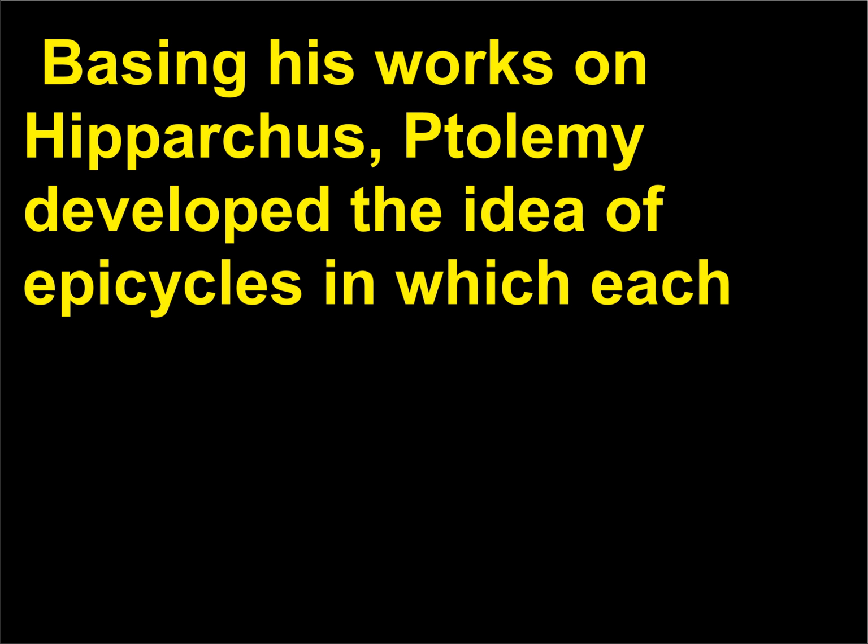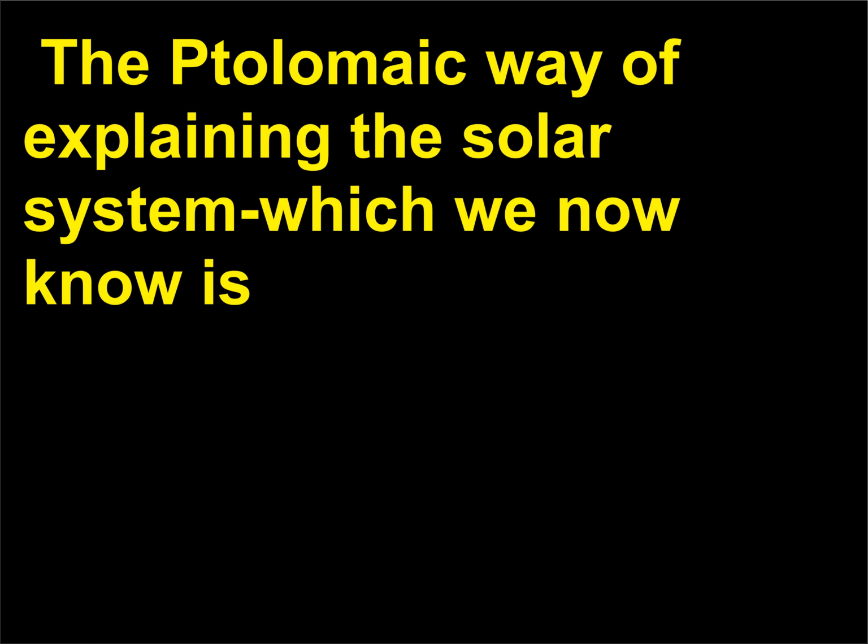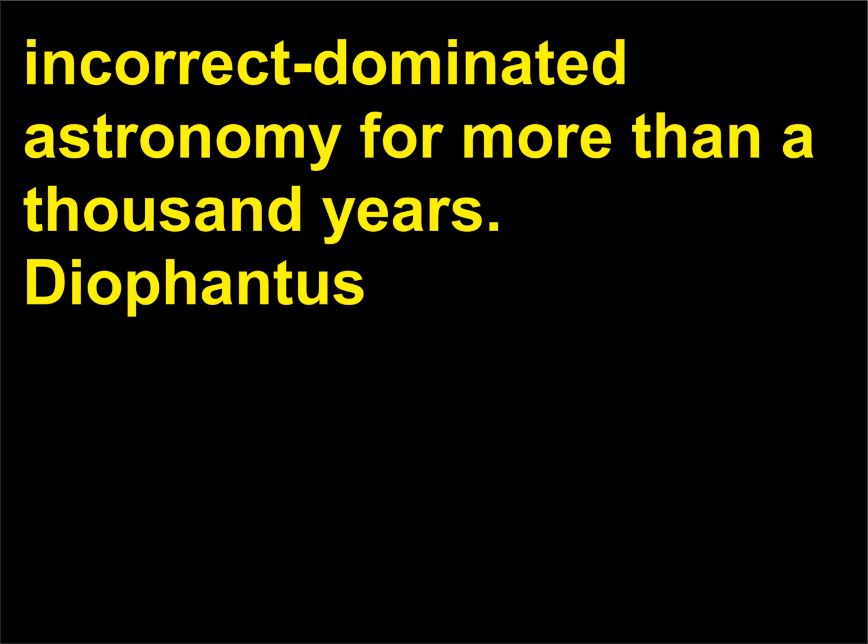Basing his works on Hipparchus, Ptolemy developed the idea of epicycles in which each planet revolves in a circular orbit, and each goes around an Earth-centered universe. The Ptolemaic way of explaining the solar system, which we now know is incorrect, dominated astronomy for more than 1,000 years.